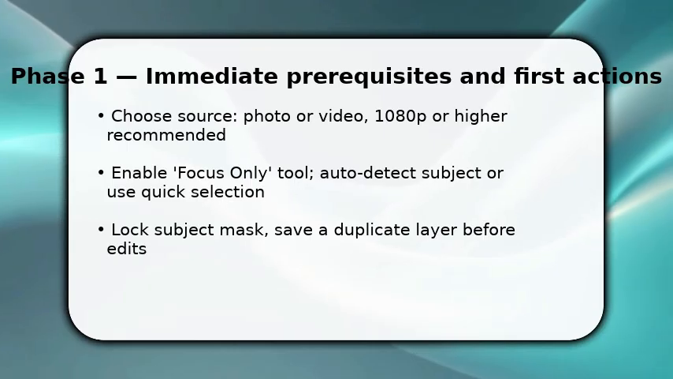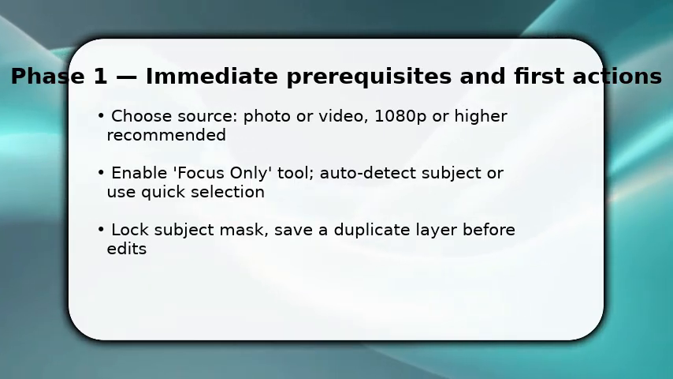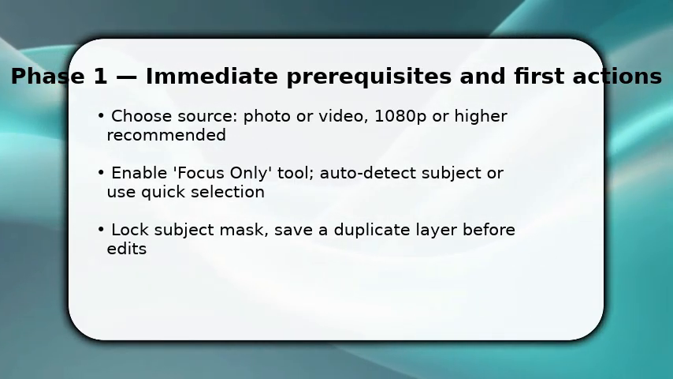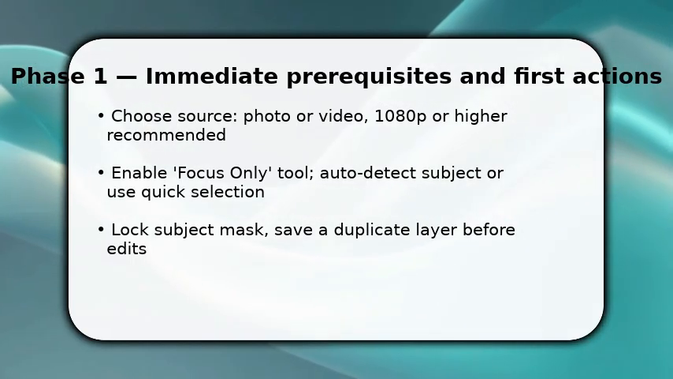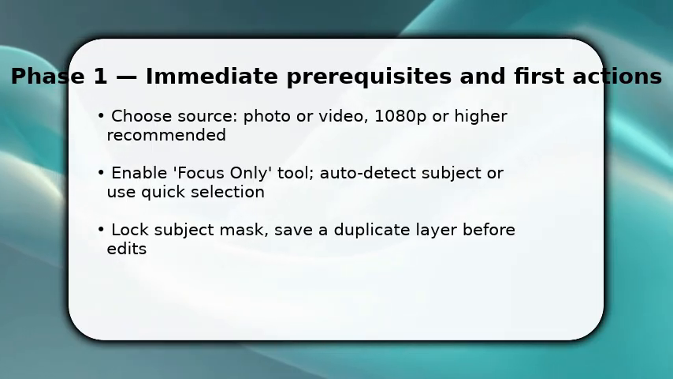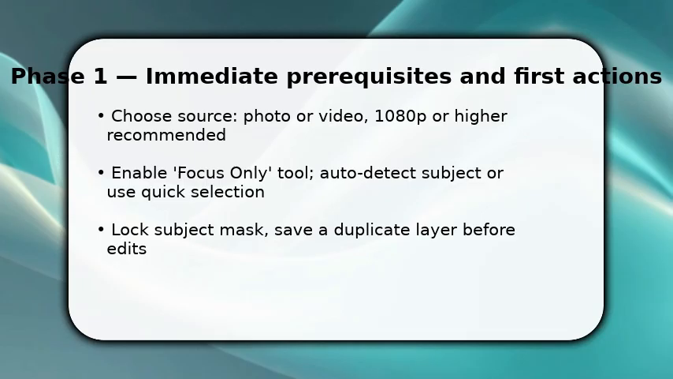You begin by preparing a clean source. Choose a photo or a 1080p video because higher resolution keeps edges crisp. Once ready, open your editor and enable the Focus Only Background tool. It auto-detects the subject and creates a mask.